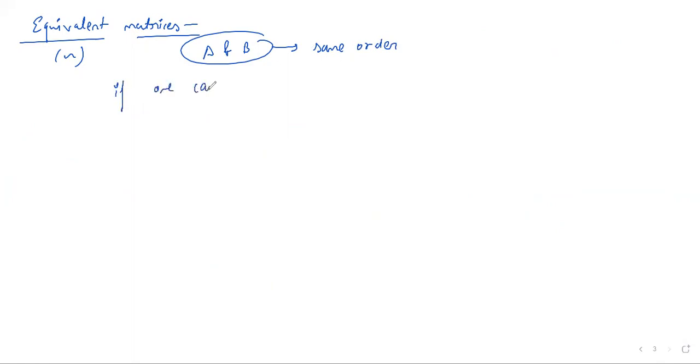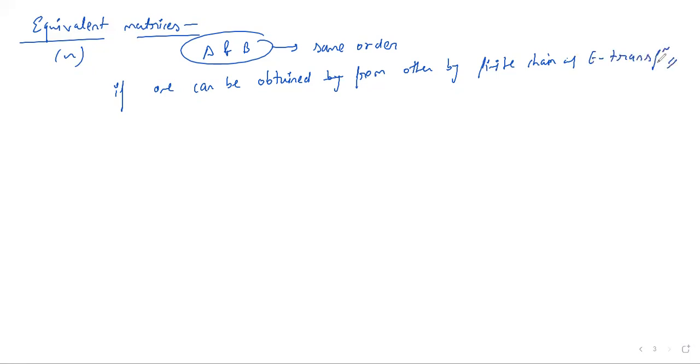one can be obtained from the other by a finite chain of E transformations. Okay, so this is the condition for equivalent matrices.